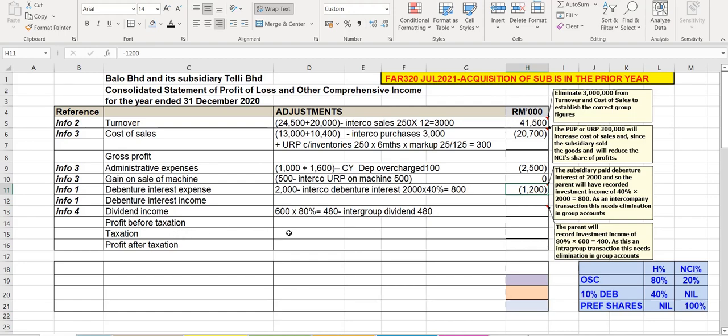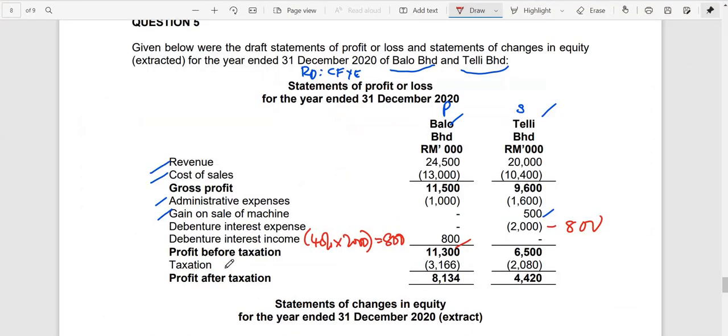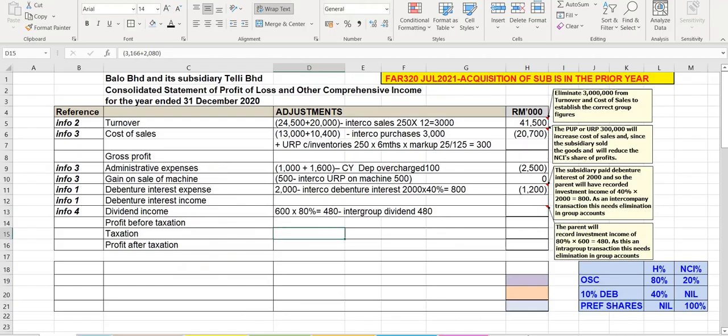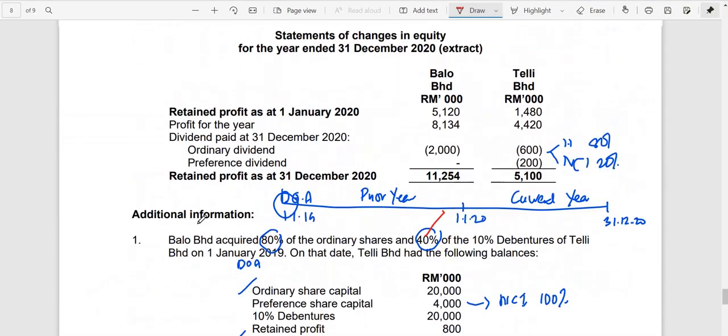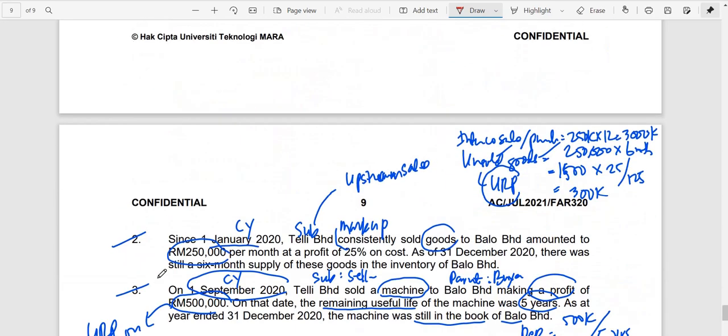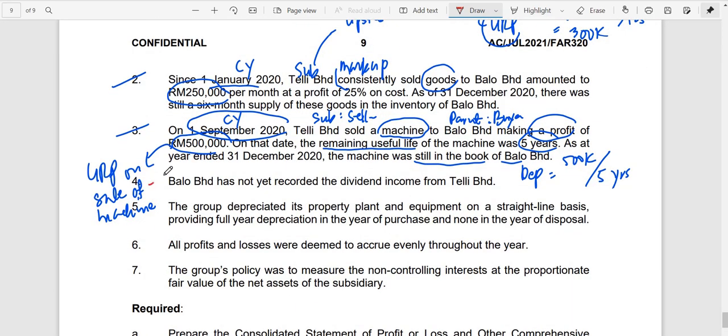So the rest of it, for the taxation that you can see here, you just need to add up the figures. So just add up the taxation figure. Right, and you will get the taxation to be 5,246, and therefore your profit for the year, or the profit after tax, is 11,854. If you look in the question, you would notice that there is no information related to other comprehensive income. Information number 4 is done.